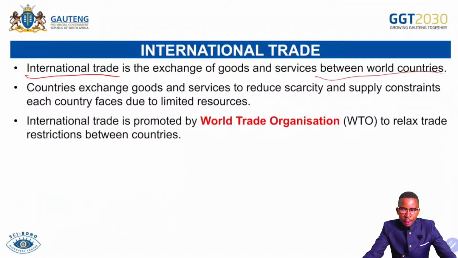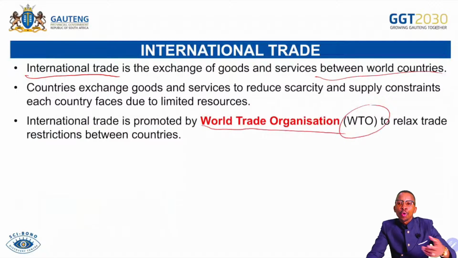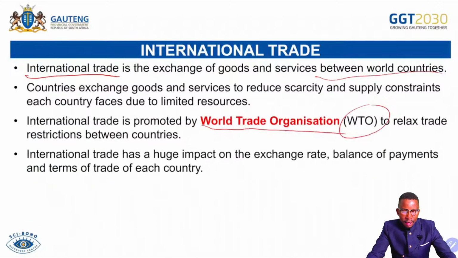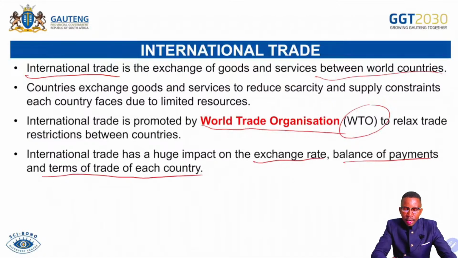International trade is promoted by the World Trade Organization, WTO, to relax trade restrictions between countries. The WTO functions to reduce restrictions that are imposed by countries on international trade, to ensure better globalization. International trade has a huge impact on the exchange rate, balance of payments, and terms of trade of the country. This will be discussed further in next week's lesson, where we'll talk about the exchange rate as well as terms of trade.